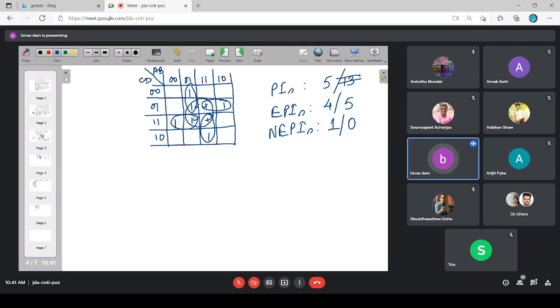Okay. Now out of these 5 PIs, how many will be essential? Yes, 4. Sir, actually I went directly from n equal to 2 to n equal to 0, that's why. See, there are only 4 PIs which contain at least one cell containing 1 which is not covered by any other PI. So these are the 4 such PIs. And these 4 PIs cover all ones in the Karnaugh map.